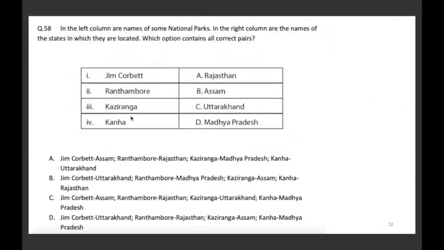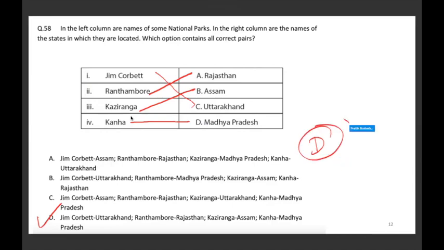In the left column are names of some national parks. In the right column are the names of the states in which they are located. Which option contains all the pairs correctly? So in this case, you can look at the options here, which are provided. The first one, Jim Corbett National Park, is situated in Uttarakhand. Ranthambore is in Rajasthan, Kaziranga is in Assam, and Kanha is in Madhya Pradesh. So option D is the one which is correct here. Okay, we'll move to the next one now.